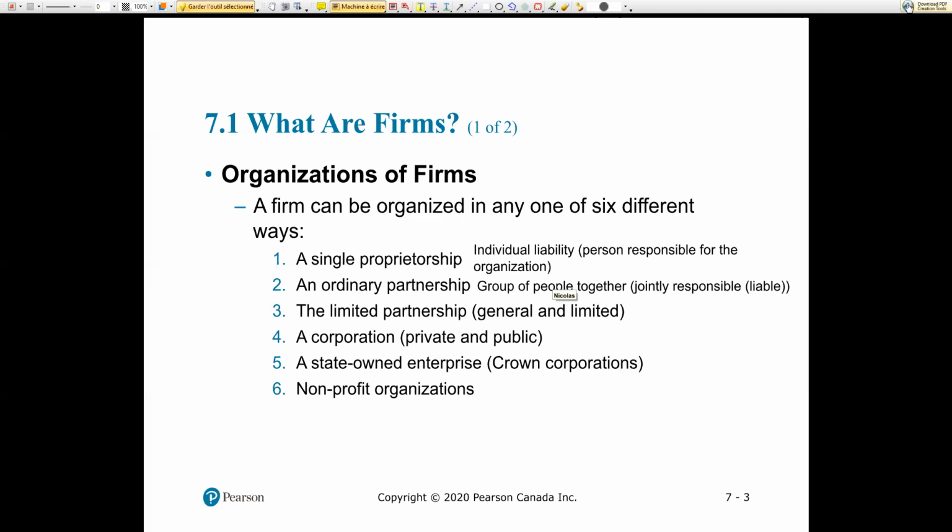It's exactly like signing up for an apartment with roommates. So all the roommates are on the lease agreement.